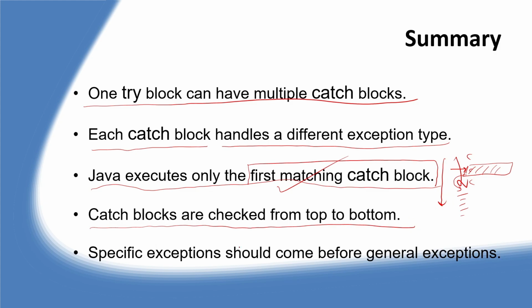Specific exceptions should come before general exceptions. That means child exceptions should be written before the parent class exception. If we want to write the parent class exception, that is Exception, it should be written at the last, because it will cover every exception. So child class exceptions should be written first, then at the bottom we should have the parent class exception.